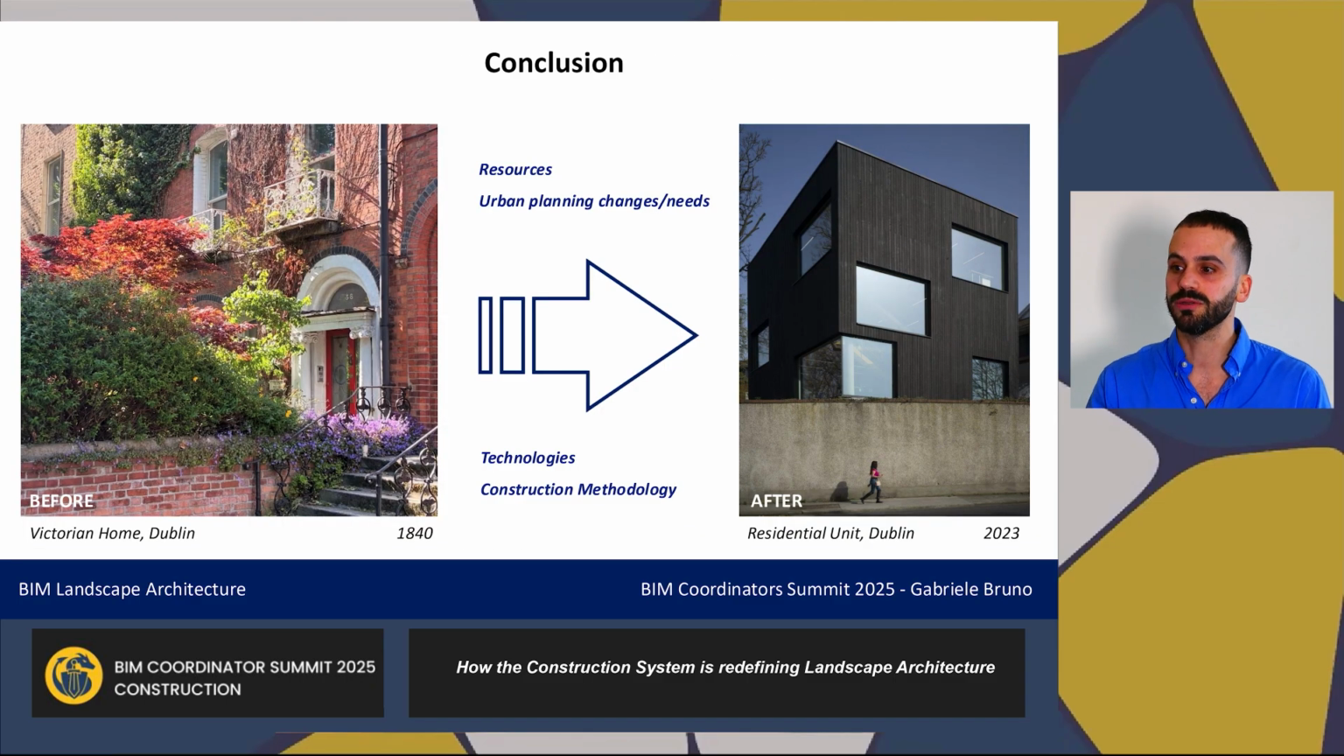So in conclusion, what I'm trying to say is that there are a lot of factors that brought us from before, something with identity, to something more standard in modern times. These factors are obviously due to resources that changed over the years, the urban planning needs, rules and regulations that keep evolving every year, the technology obviously, and the construction methodologies that changed over the years.